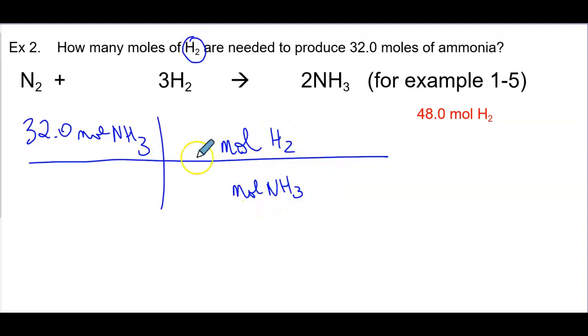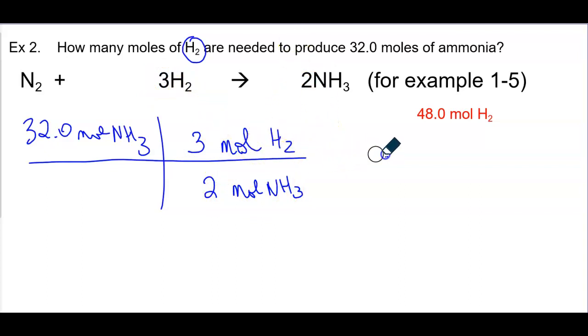Okay, so we have mole shuffle. Why? Because we have moles on top. The next grid has to be the mole shuffle. We have to put moles of NH3 so they cancel. Where we're going goes on top, moles of H2. Now the numbers that go here have to come from the balanced equation. Every time you mole shuffle, your numbers for your mole shuffle come from your balanced equation. So we have a 2 here and a 3 here. 2 because that's what's in front of NH3, and NH3 is down there, and 3 because H2 is there.